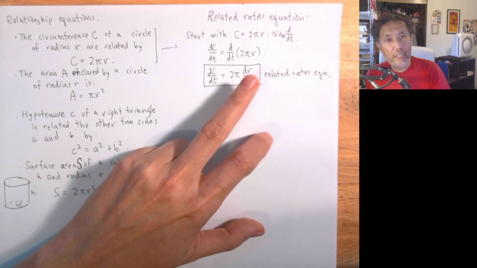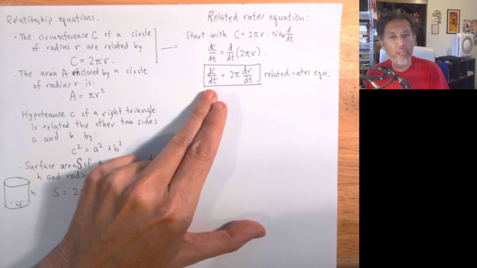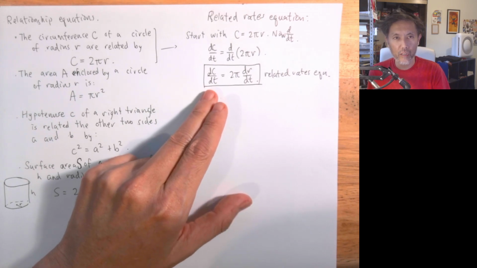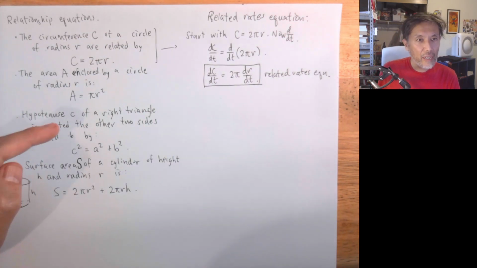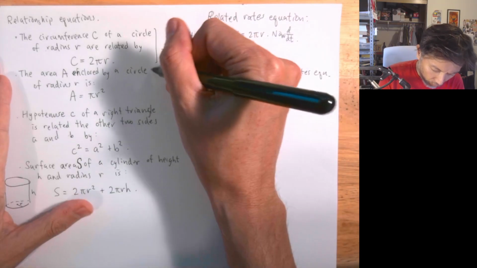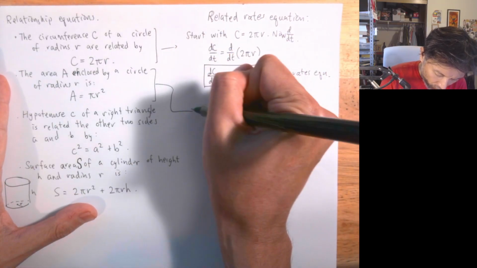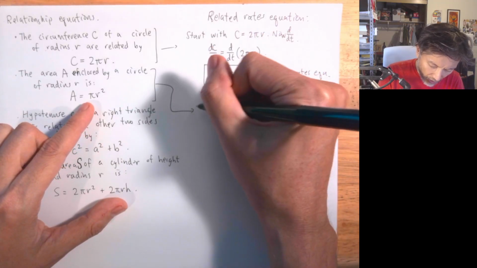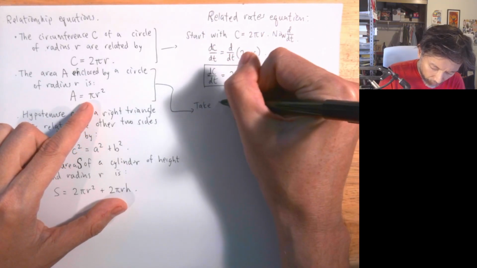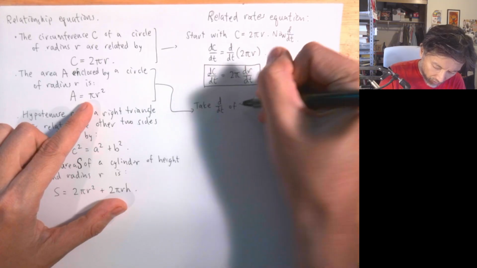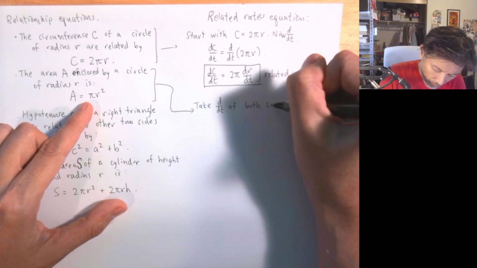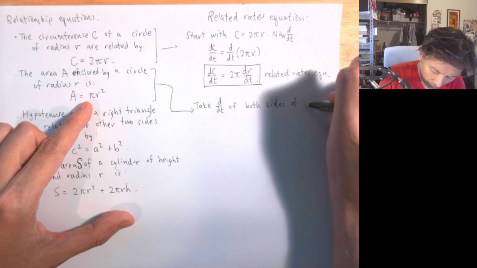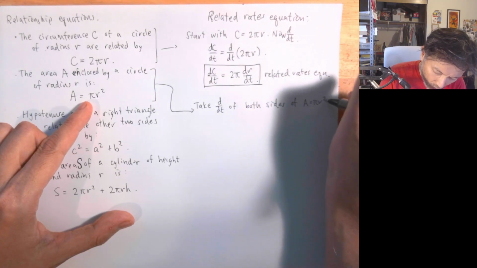That relates the rate of change of the radius with the rate of change of the circumference. Okay? Let's do the same game now for the area. So start with A equals pi r squared. Take d/dt of both sides of A equals pi r squared.